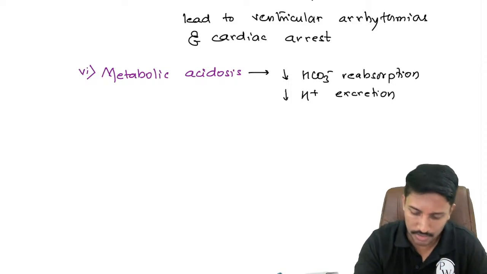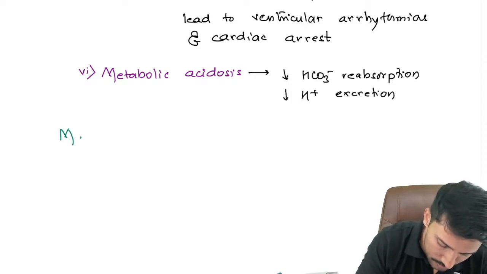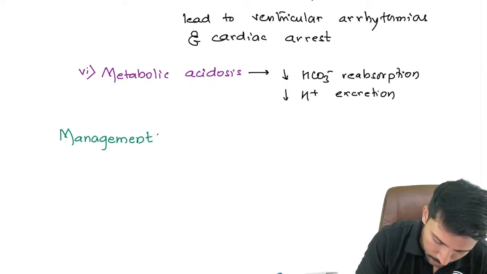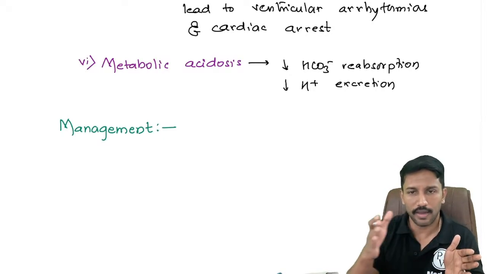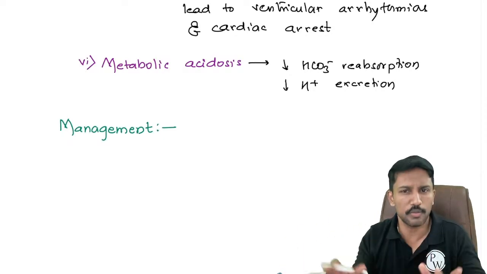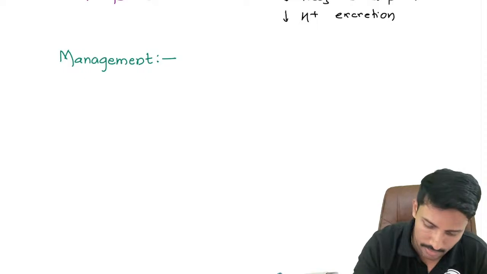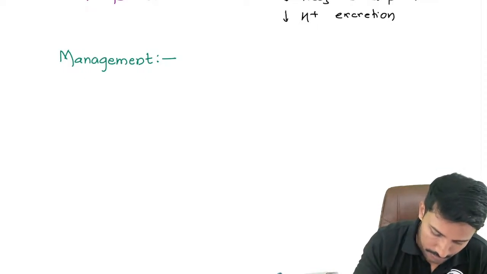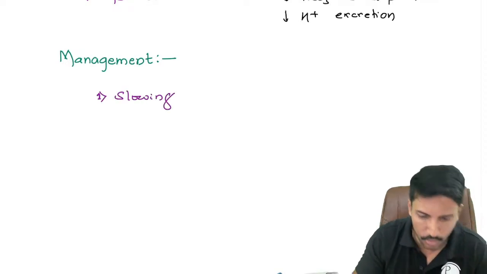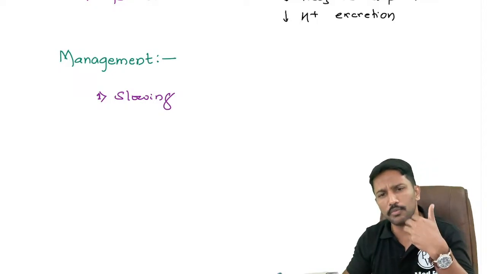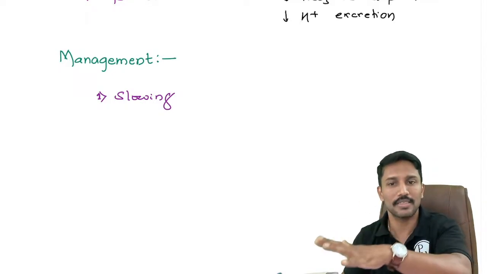Now, how will I manage a patient with chronic kidney disease? Management will depend on the complications, the first line management and definitive management. We'll put a table so that it becomes simple in the exam, right? First thing, even before we talk about the complications, is slowing the disease progression. Let us say I've got a patient with stage 2 CKD. I don't want him to go to stage 3. I don't want him to go to stage 4.